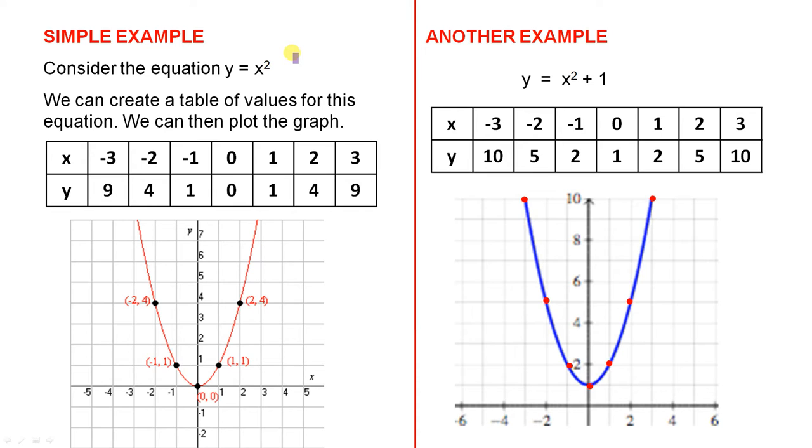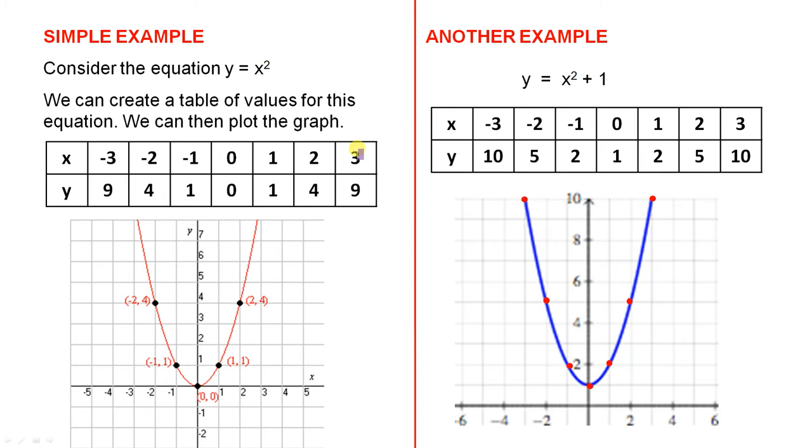Let's look at two simple examples. Here's the first one. One of the simplest examples of a curved graph is y equals x squared. So let's consider this equation. We can create a table of values for this equation. We can then plot the graph. So I've just suggested the values starting at -3 and going all the way through to 3.